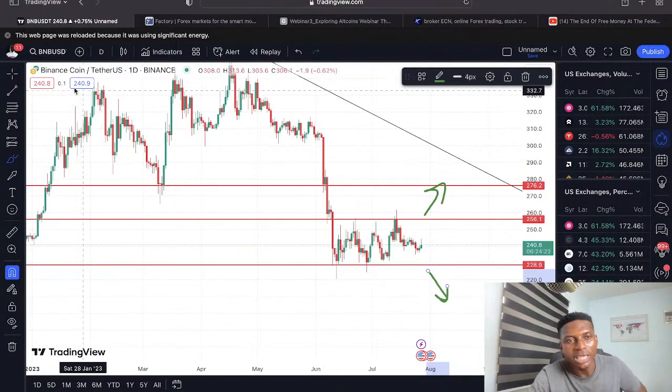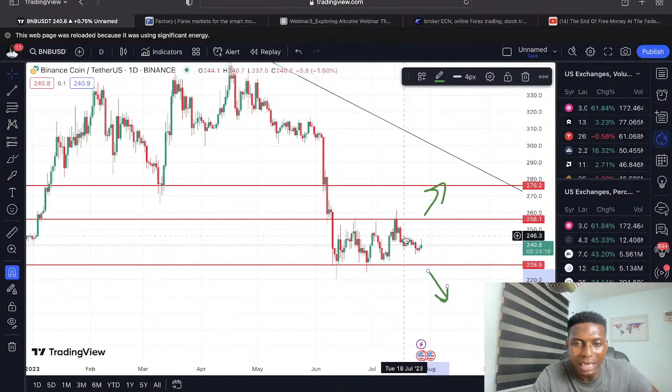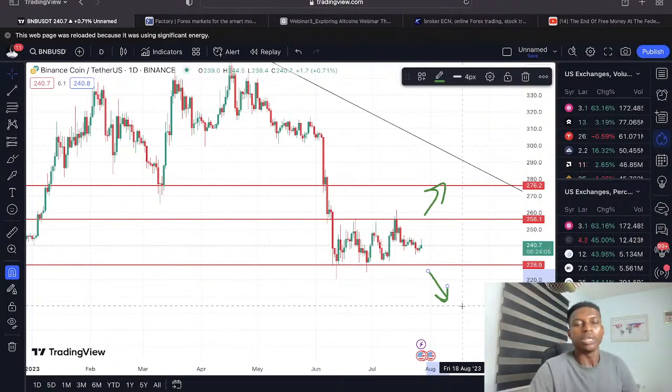All right, so either of these two is what would most likely happen, but we cannot determine that now except the market chooses the direction it's going towards. If it's going towards this direction, then this might just be a buy. If it's going towards this direction and comes to close here, this might just be a sell. So these are ways to also technically analyze the altcoin.